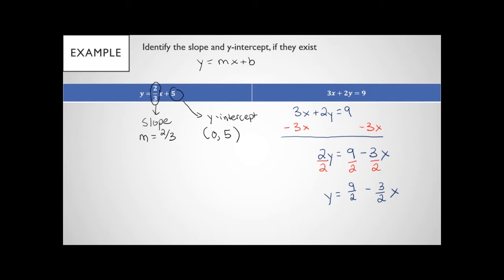Our slope is always the number in front of x. In this case, that is -3/2. So m is -3/2. That is our slope. The y-intercept is the number that's added on, which in this case is 9/2. So our y-intercept will be (0, 9/2).